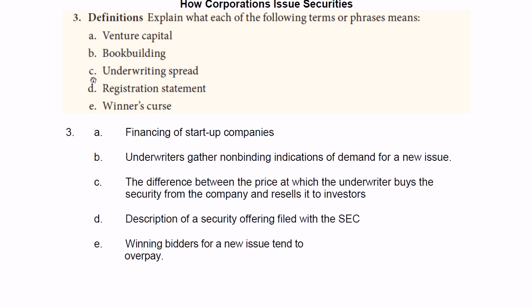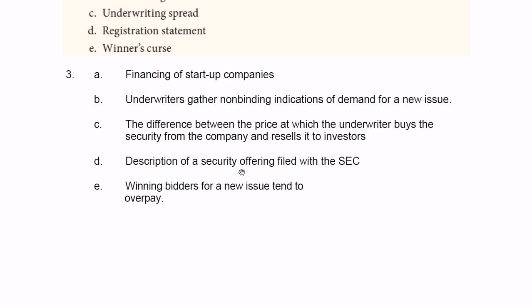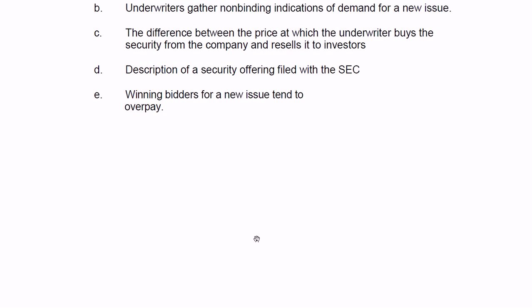C. Underwriting spread is the difference between the price at which the underwriter buys the security from the company and resells it to investors. D. Registration statement, a description of a security offering filed with the SEC. E. Winner's curse. Winning bidders for a new issue tend to overpay. It's the same as in an auction.